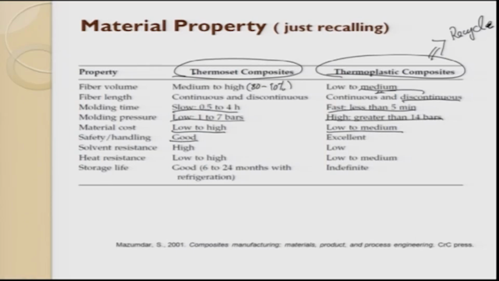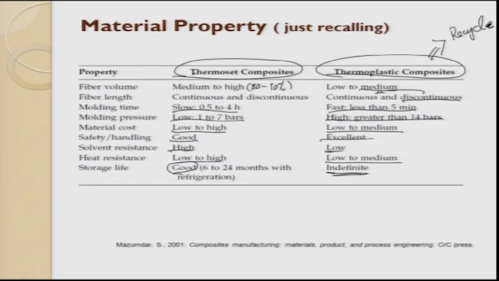Safety handling is excellent, because predominantly thermoplastic polymers are solid, available in pellet form, and they are also available in liquid form. The solvent resistance is low here, because the material can be etched if you use it for acid applications. But if you choose a proper thermoset, it is very high. Heat resistance is almost the same because it's a polymer material. The storage life is very good, and it is indefinite. That means to say it can be stored for any length of time.